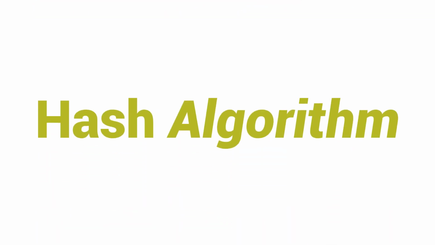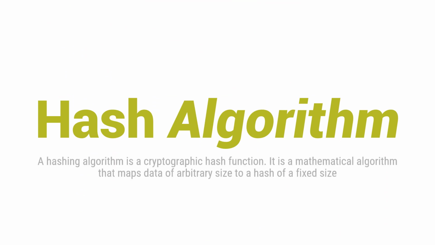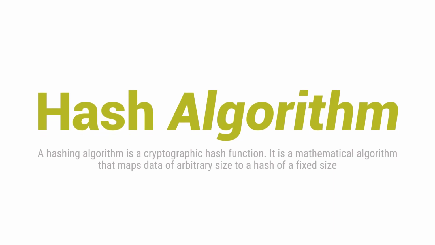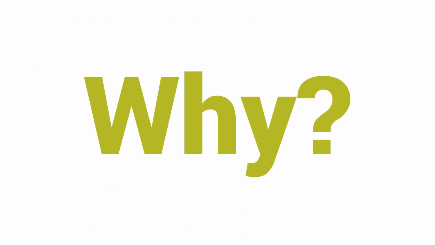So what is a hashing algorithm? A hashing algorithm is a cryptographic hash function. It is a mathematical algorithm that maps data of arbitrary size to a hash of a fixed size. So to make the long story short, basically you are turning this, for example, this is your password, into this. So bakit natin ginagawa yan?